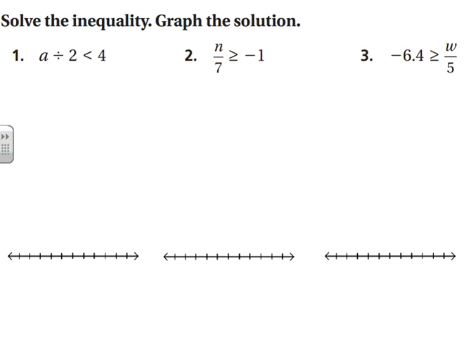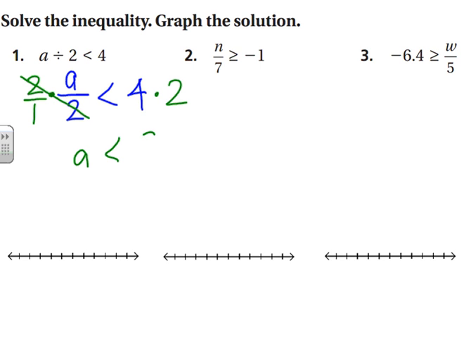Now it may help to write it as a fraction. A divided by 2 is less than 4. If we write it like that, then we can easily show that the inverse operation would be to multiply by 2 on each side. So if we need to, we can make that 2 over 1. 2 divided by 2 is 1, so we get 1a is less than 8.